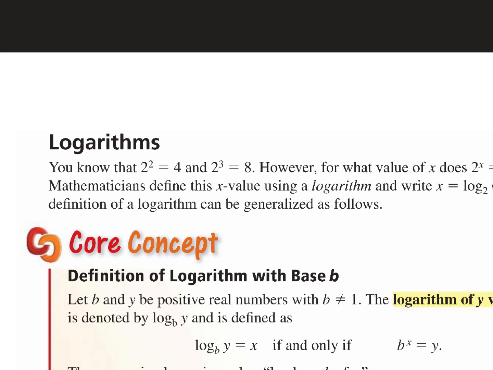If I said what's 2 to the 2nd power, it's 4, yes? Is this in exponential form or logarithmic form? What do you see here? An exponent. If something is in exponential form, it has an exponent. If something is in logarithmic form, it says the word log or ln. So that's really easy to determine what's what.